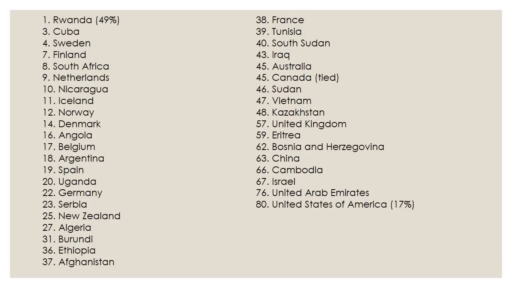Here you can see a list of countries that I thought would be of interest to see where they rank in regards to women holding legislative seats. So like I said, Rwanda is at the top. Some interesting states that you would not expect: Ethiopia and Afghanistan are higher than the United States. The UK is at 57, and then of course the United States is at 80 in regards to percent of seats held by women.